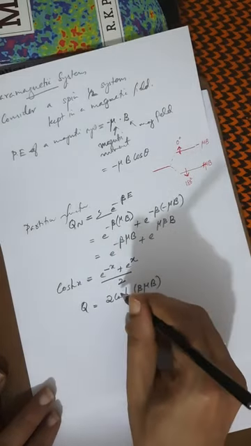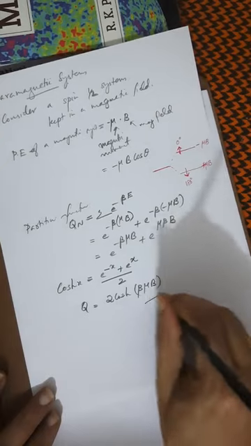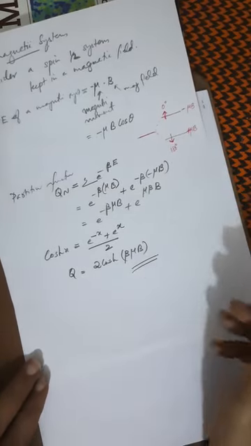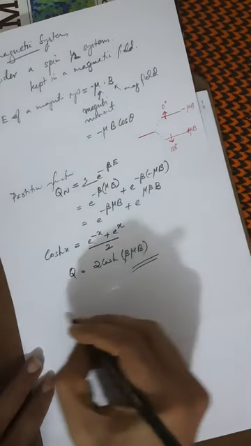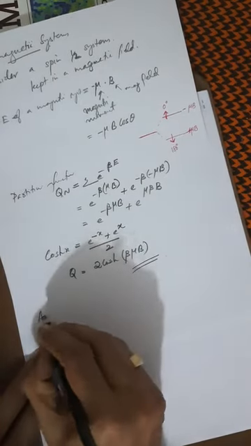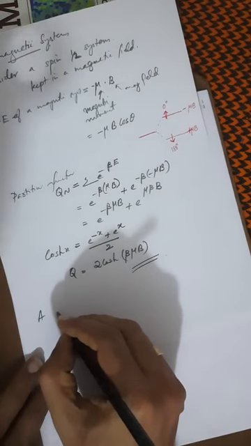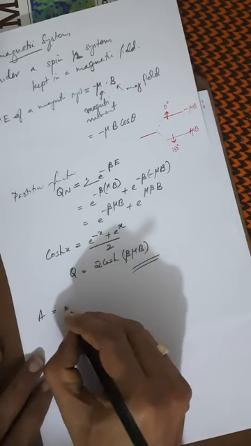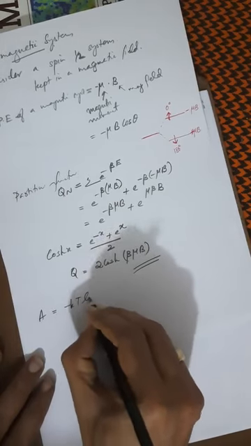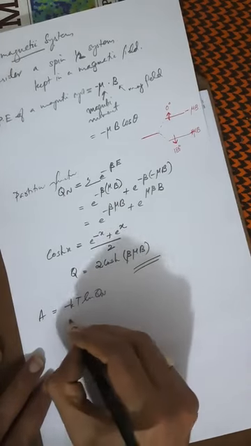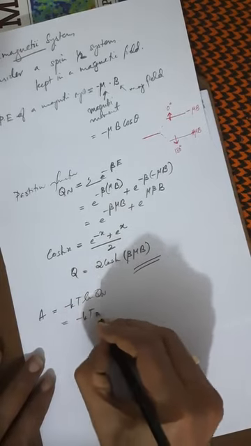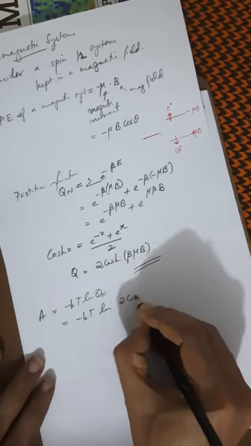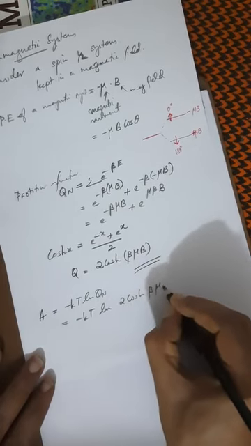So this is 2 cosh(βμB). This is the expression for the partition function for a paramagnetic system. And of course, you can go on to calculate the free energies, the Helmholtz free energy, for example. So A is equal to minus kT ln q, which is minus kT ln 2 cosh(βμB), right?